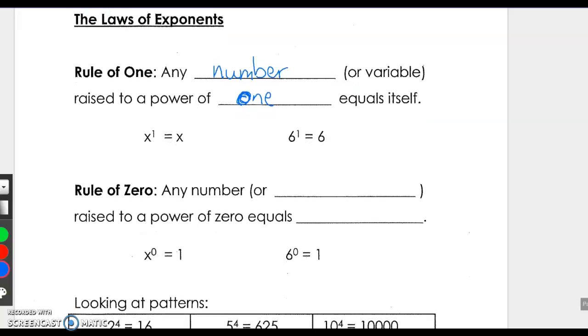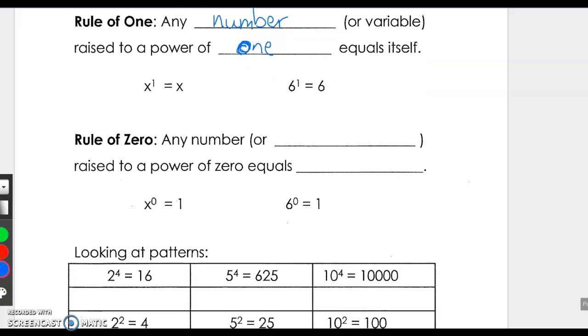Rule of 0. Now this one tends to trick people up a little bit. Any number or variable, again the symbol that represents an unknown number, raised to a power of 0 equals 1. That seems kind of weird to us because we want to think that if it's raised to the 0 power, it's 0. But anything like this, x raised to the 0 power, equals the number 1. 6 to the 0 power equals the number 1.